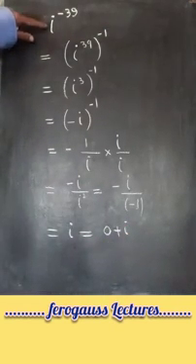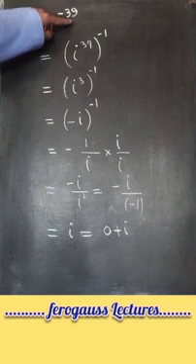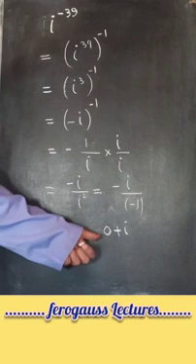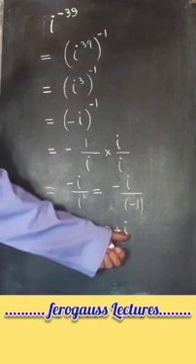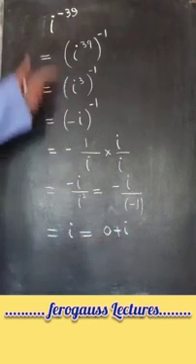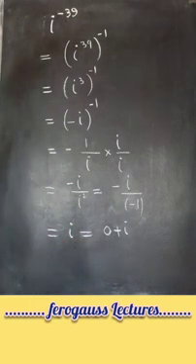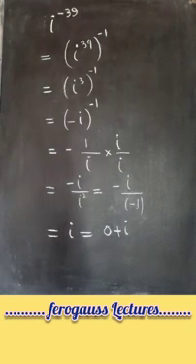Thus we write iota raised power minus 39 in the form of a plus iota b. Here a is equal to 0 and b is equal to 1. This complex number is purely imaginary. Now let's convert one more complex number in the form of a plus iota b.